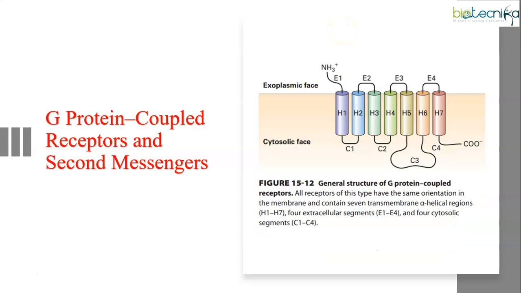As I told you, it has 7 transmembrane helices, with an extracellular segment that is responsible for glycosylation, a transmembrane region of hydrophobic amino acids, and a cytosolic region where the G protein can bind, specifically between C3 and C4.